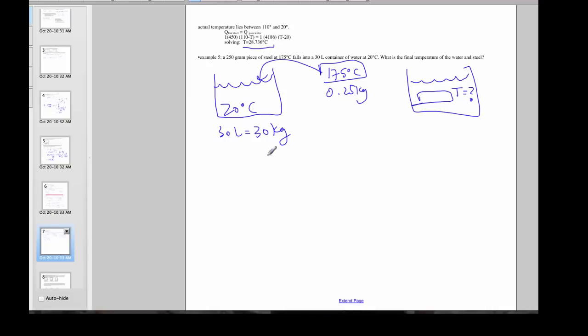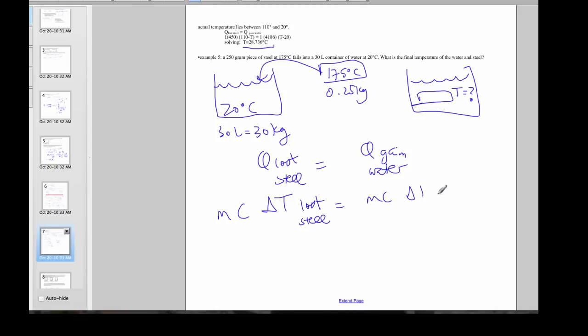So Q lost by the steel is going to equal Q gained by the water. And this equation assumes that thermal energy is not lost to the environment in this process. So this really needs to be done in an insulated container for this equation to be strictly true. So this is going to be MC delta T lost by the steel equals MC delta T gained by the water.